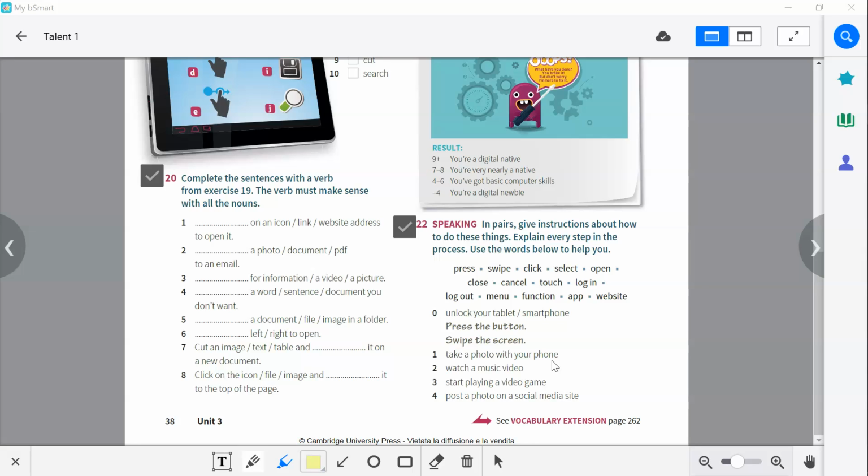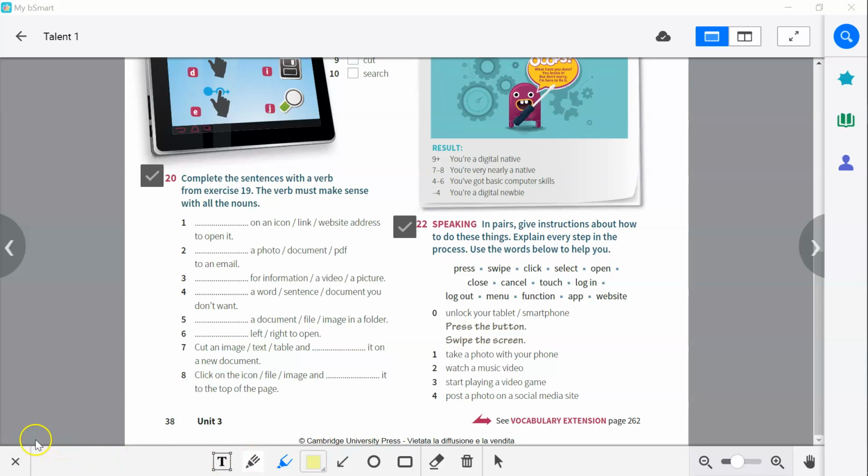So what do you say? How do you explain to her or him how to take a photo? You don't say, okay, take a photo. Okay, that's all. You say, for example, open your telephone, click on the button, swipe on, etc., etc. Or select, or touch, okay. So you have to try to give a detailed explanation of these activities, of these things you can do using these words, okay? Okay, great.